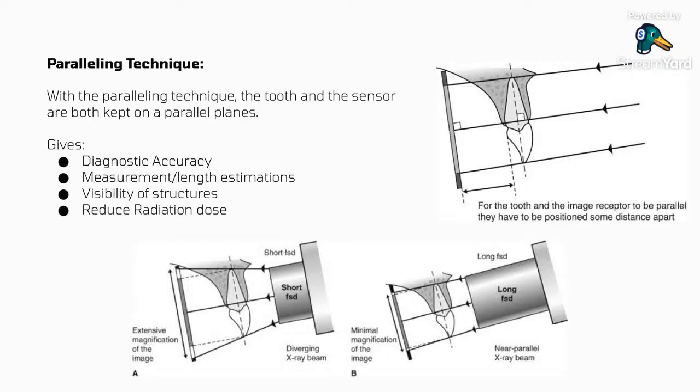Yeah, and you can see in the picture below that the first picture, which is noted A, has a short FSD. What is FSD? FSD's full form is focal spot to film distance. If it is short, the X-rays will be divergent. If the X-rays are divergent, the magnification will not be accurate to the tooth, and you will not be able to make your diagnosis appropriately.